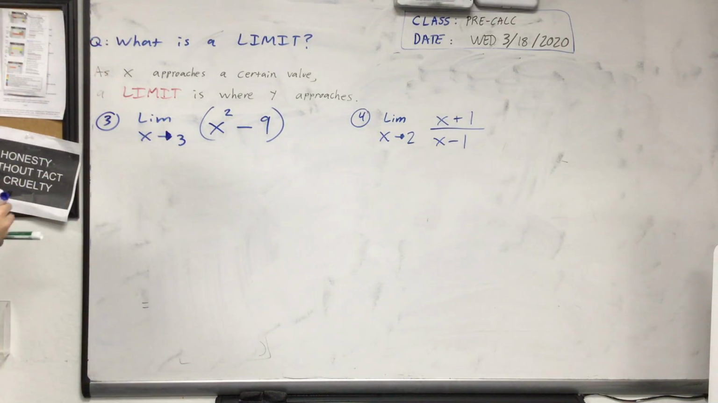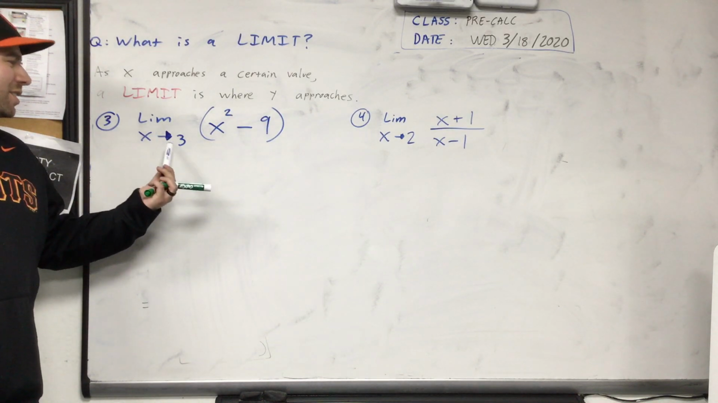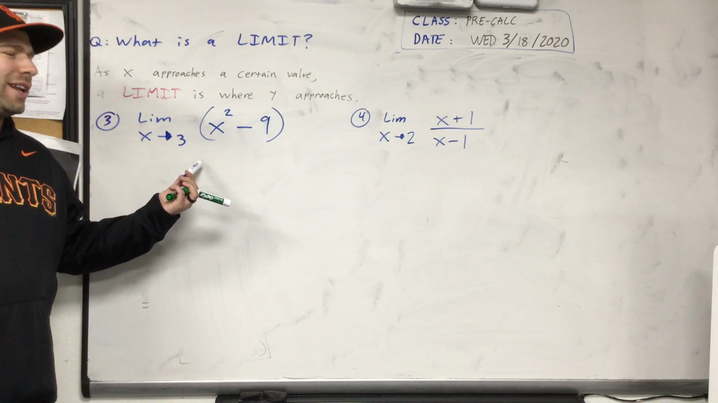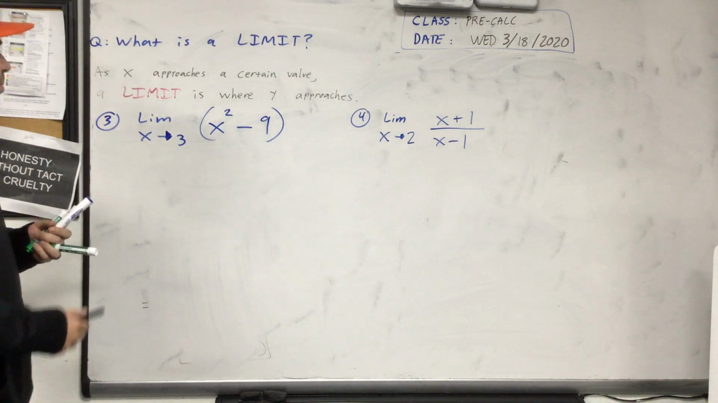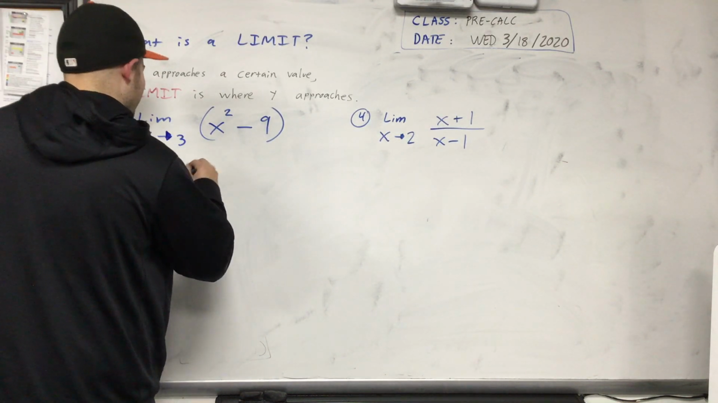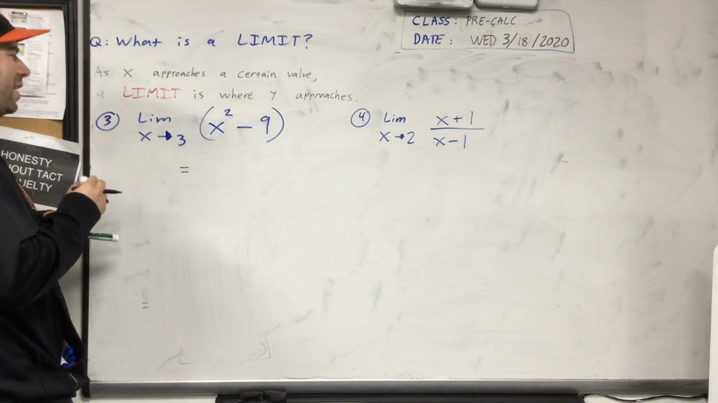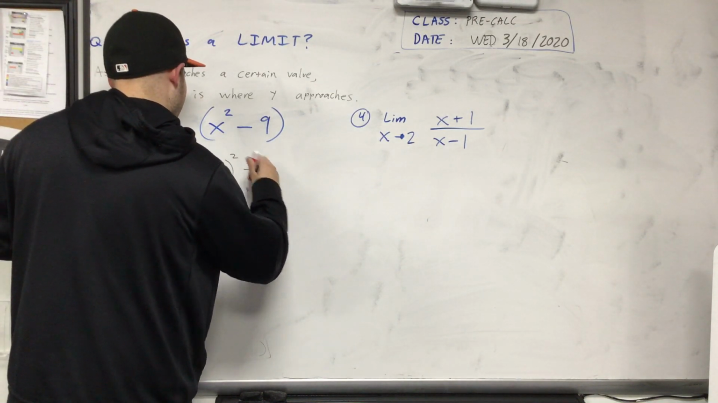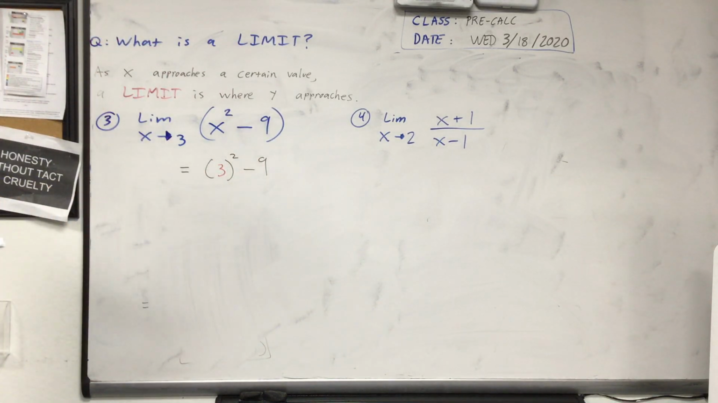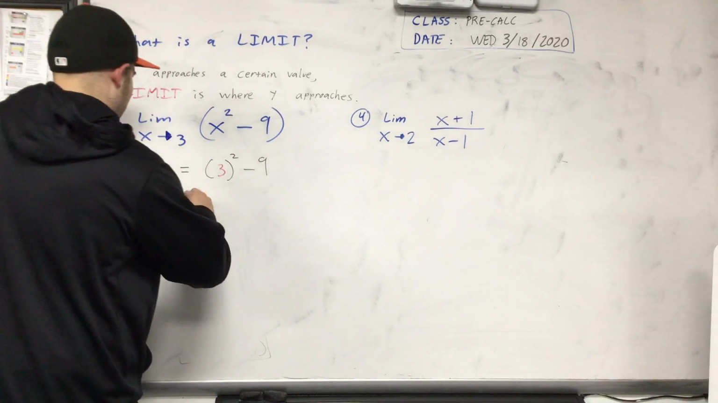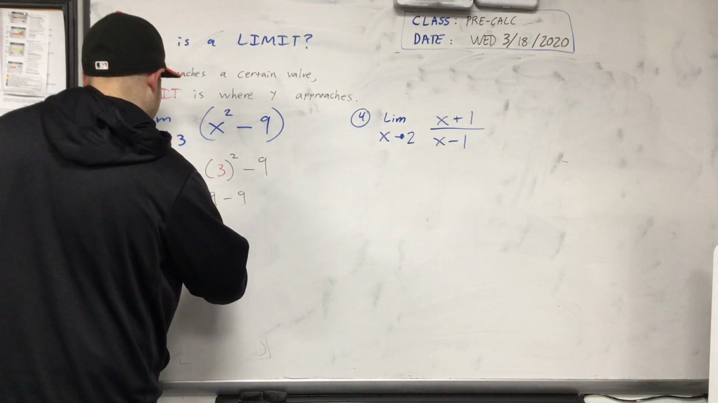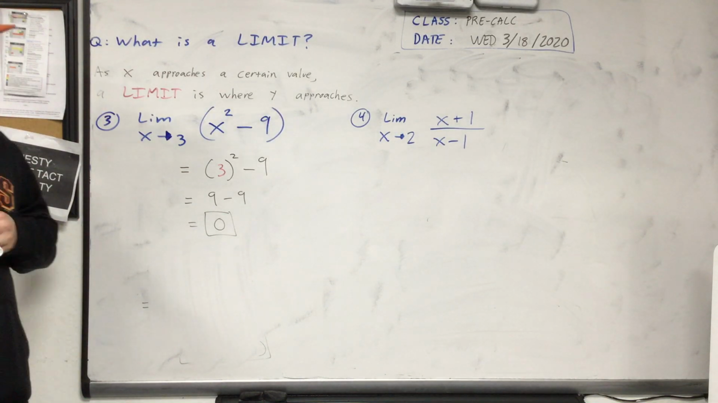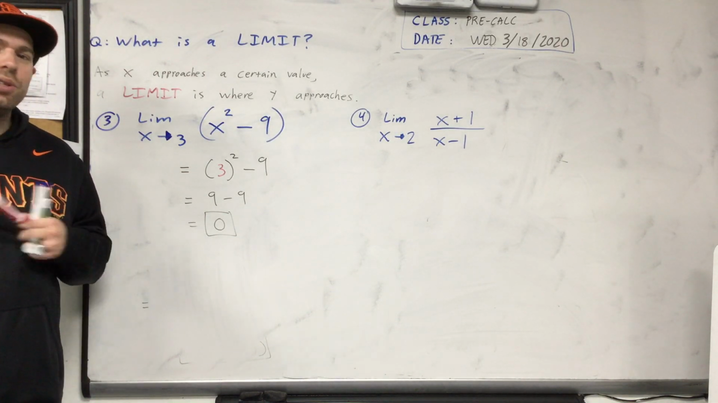Right. So the limit as x approaches 3. So as x gets closer and closer to 3, well, where does y want to go? We could plug in 2.9, 2.99, 2.999, 2.9999, 3.1, 3.01. You know what? Doesn't hurt to try. Let's plug in x equals 3. So 3 squared minus 9. Well, 3 squared is 9 itself. And 9 minus 9 is 0. So as x gets closer and closer to 3, y gets closer and closer to 0. You never know until you try.